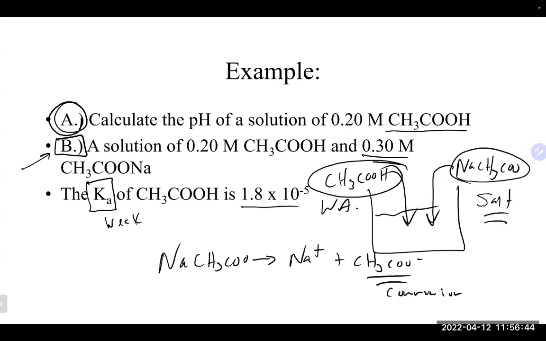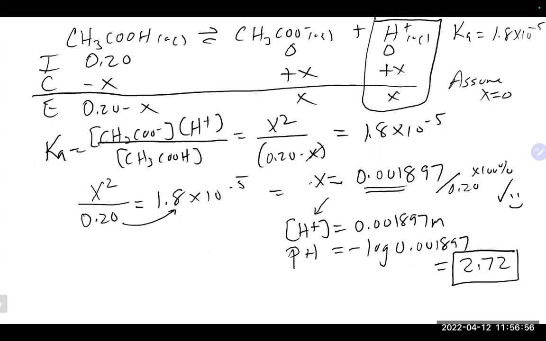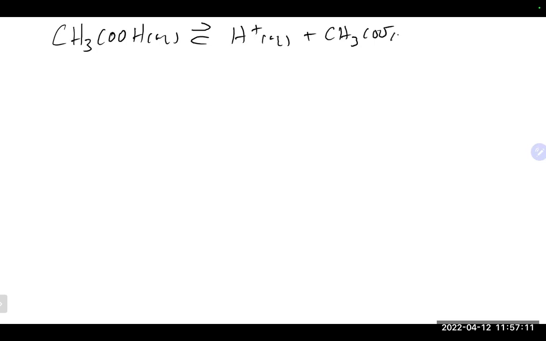So the way that we approach this to calculate it is we can do an ICE table, and it would be the exact identical ICE table to what we just did there. Again, because the acetic acid is the only one that will set up that equilibrium. So why don't we take a look at that? So using our same ICE table here. And obviously we would use our same Ka value because same guy.